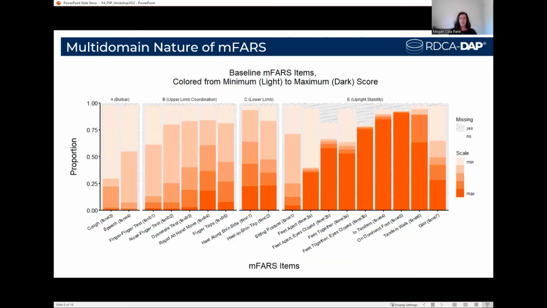And so when you're looking at this figure as a whole, you can see subjects are scoring higher or they're more severe in domain E than, say, domain A. And you can also see individual items where subjects have reached the maximum on the scale at baseline. So in particular, this is observed in several items of those in domain E.